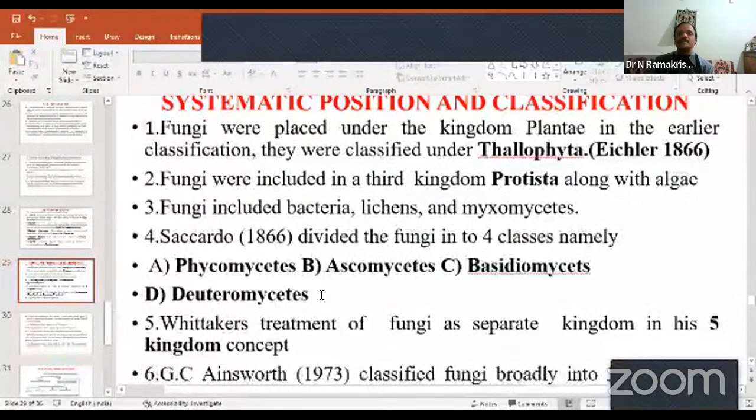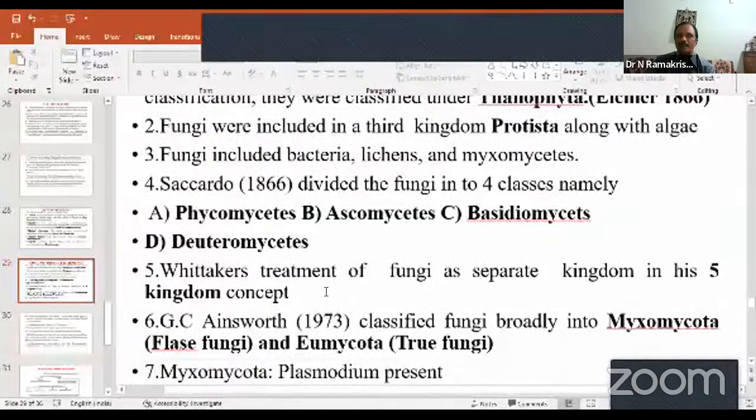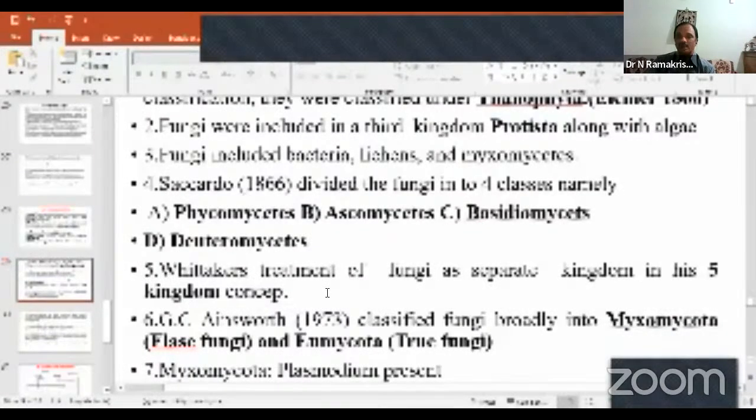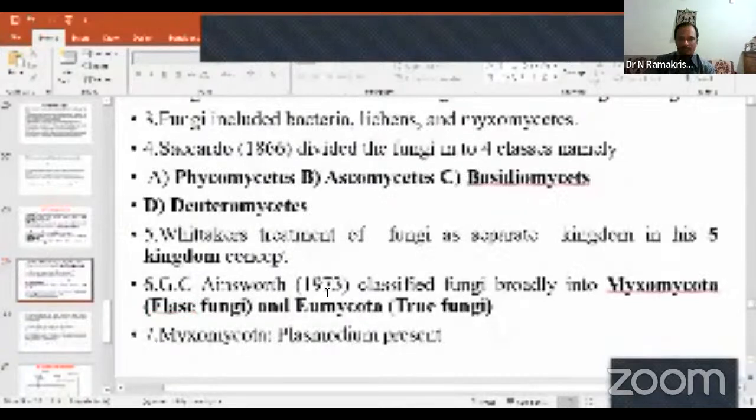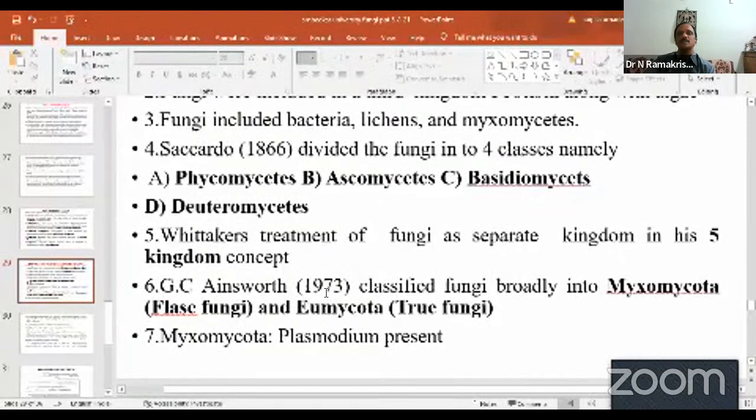Whittaker is the famous scientist in mycology. He divided organisms into five kingdoms. And Ainsworth, this is the recent classification. You all follow this classification. In this classification, the entire fungus group is divided mainly into two sections: Myxomycota and Eumycota. Myxomycota are the false fungi, and the second one, Eumycota, are the true fungi. And in the Myxomycota, a plasmodium is present.